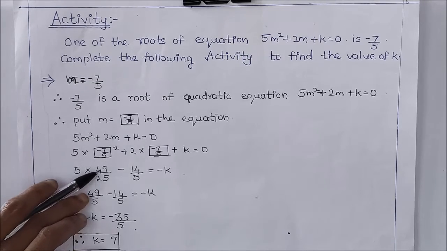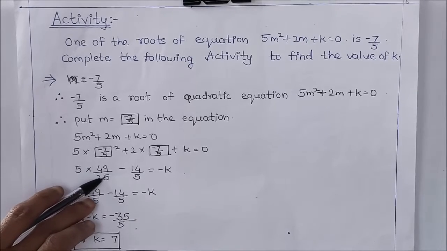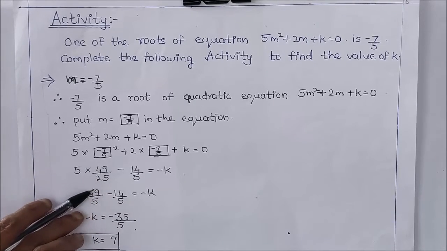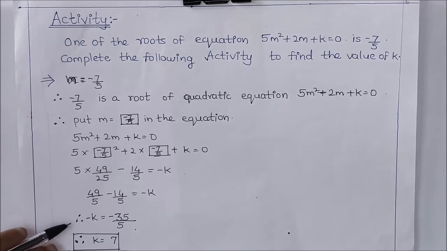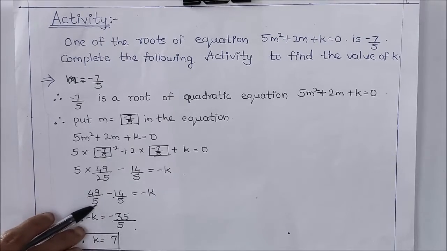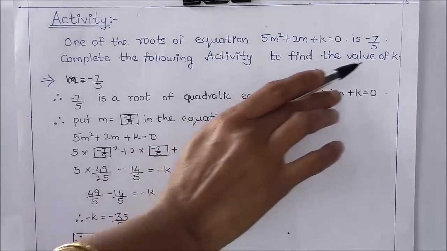Now we have got this. Now 49 upon 25 into 5: 5 ones are 5, 5 fives are 25. So simply we get 49 upon 5 minus 14 upon 5 equals minus k. Now denominators are equal, we can subtract the numerators. So we get minus k equals minus 35 upon 5. 5 ones are 5, 5 sevens are 35. So k equals 7 is the value of k.